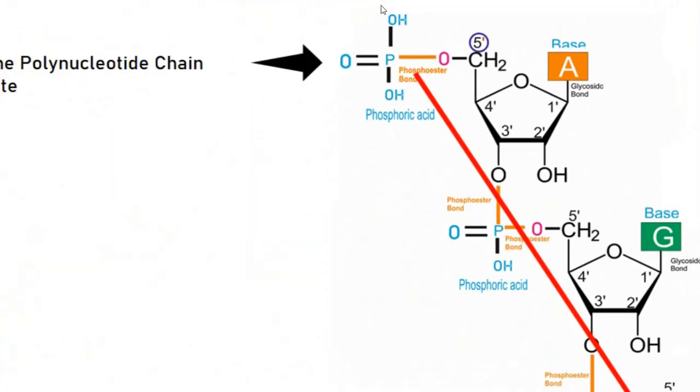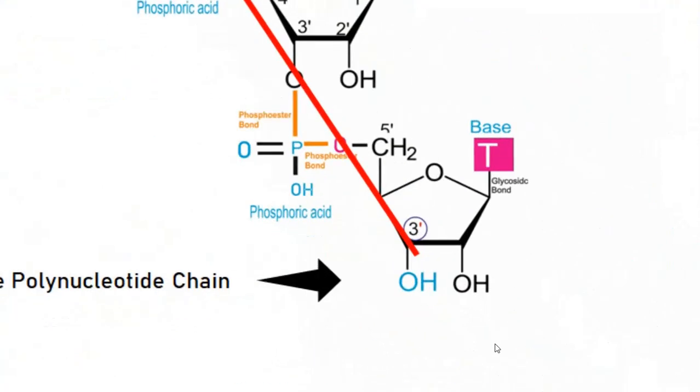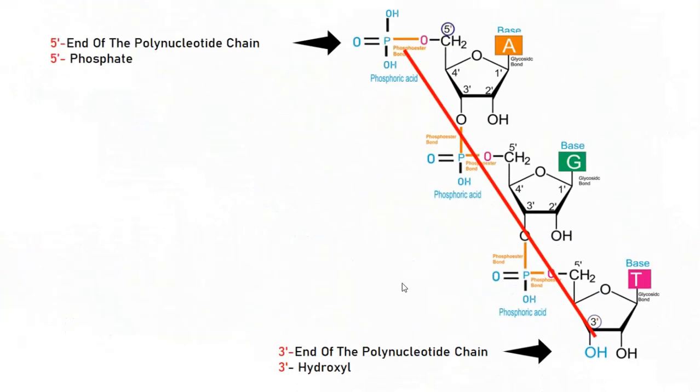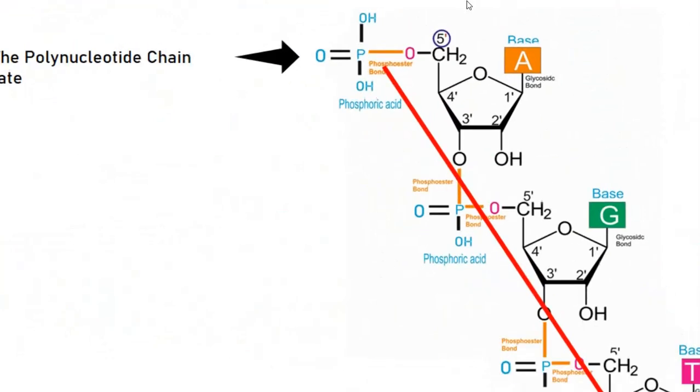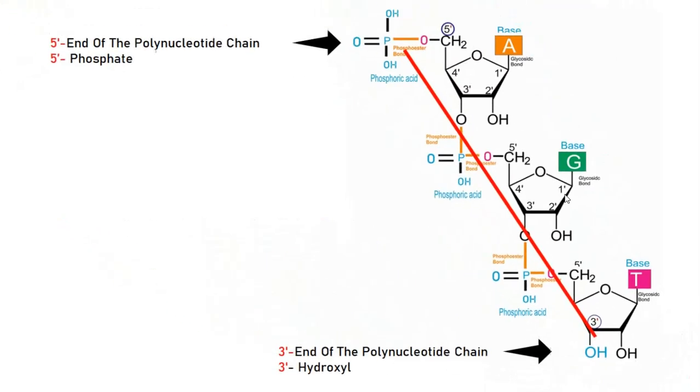One side has a free 5' phosphate, while the other side has a free 3' hydroxy group, and these are the two poles, the two terminals, of the DNA. Towards one side, free 5' phosphate, and towards the other side, free 3' hydroxy group. This is about the structure of the nucleotide as well as the polynucleotide from the beginning.